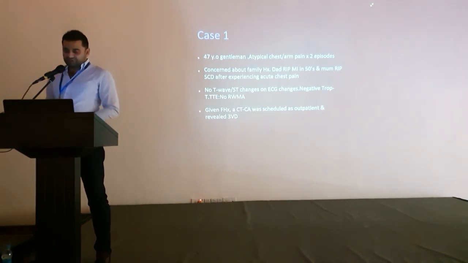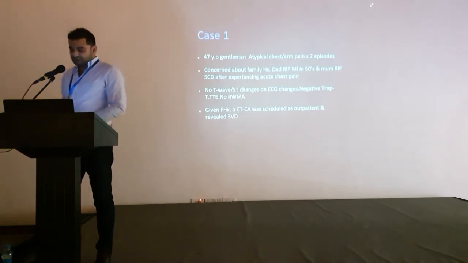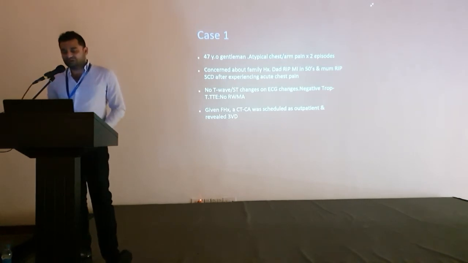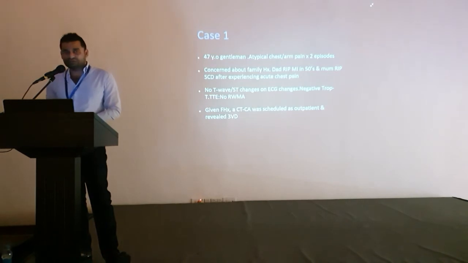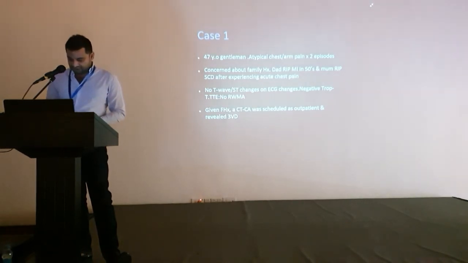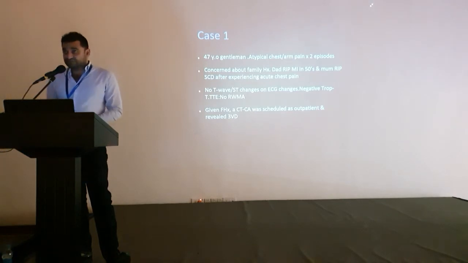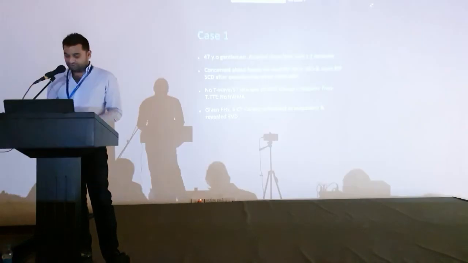There was nothing remarkable in his ECG. Troponin was negative, and echo did not show any regional wall motion abnormality. Given the family history, we decided to go for a CT coronary angio upfront rather than doing the conventional exercise stress test. The CTCA revealed 3 vessel disease, so obviously we followed up with a coronary angio.